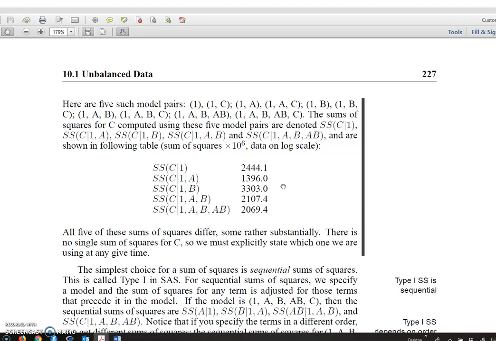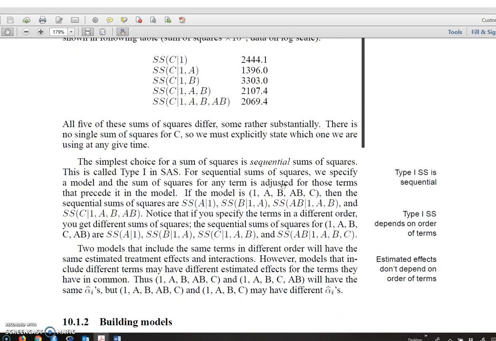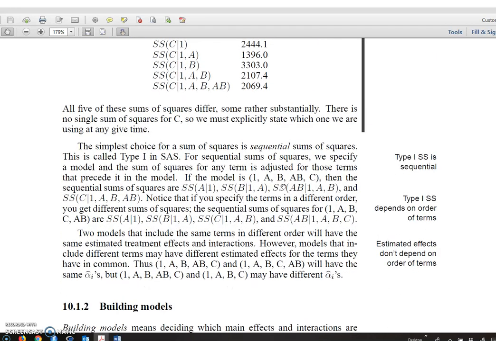So we have some simple choices. The simplest way to think about this is just to state we're going to use sequential sums of squares only. Okay, this is again that type 1 sum of squares. That's where we left off in the notes last time, if you recall. So for sequential sums of squares, we're going to specify the model and the sum of squares for any term adjusted, given the terms that precede it in the model.